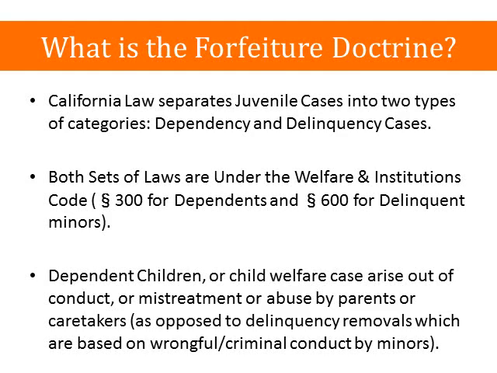In California, the law separates juvenile cases into two categories. There are dependency and delinquency cases. Both are codified in the Welfare and Institutions Code, Section 300 for dependents, Section 600 for delinquents. Dependent children are child welfare cases arising more or less out of the conduct of a parent, mistreatment by parents, abuse, neglect, or the caretakers, as opposed to delinquency, which is based on conduct that's wrongful or criminal by a minor. So one time it's the parents that do something wrong, or the family; the other time it's the minor themselves.